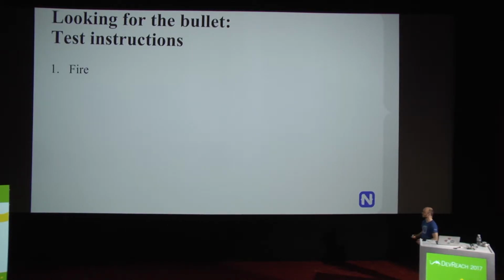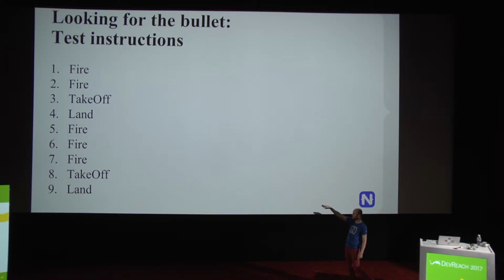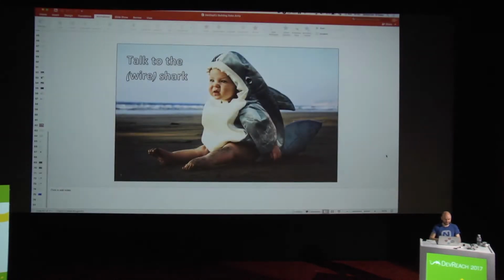So I created a bunch of test instructions. I started the application, called fire a couple of times. I made the drone take off, land, fire a few times again, take off and land. And then since we already know take off and land was like 010 or 030, I could just basically look for that command. So let me show you that in action.